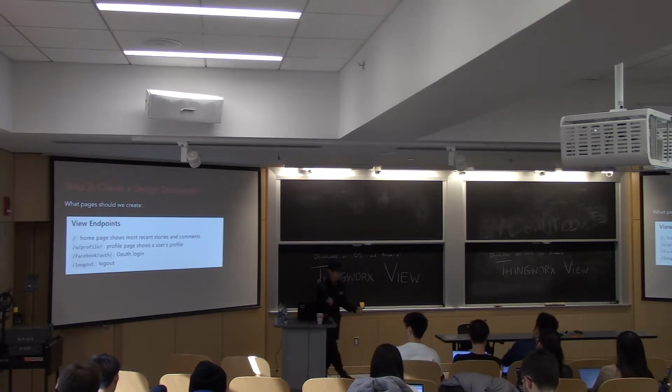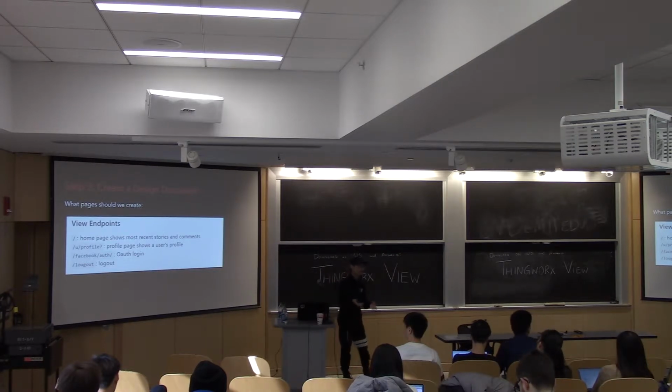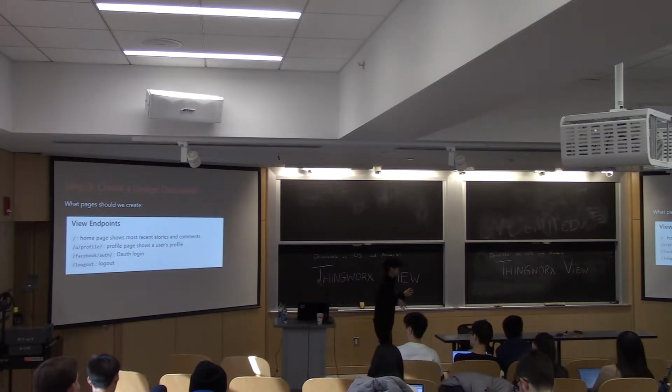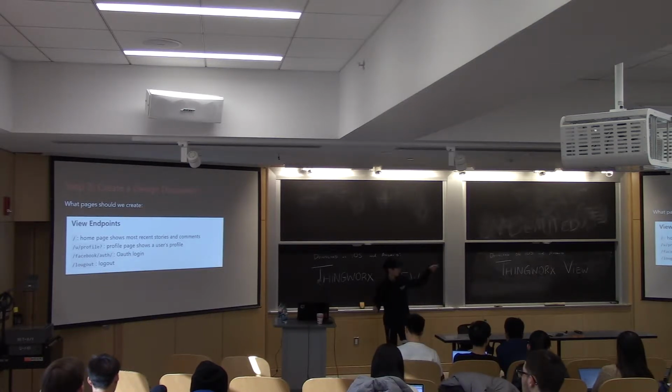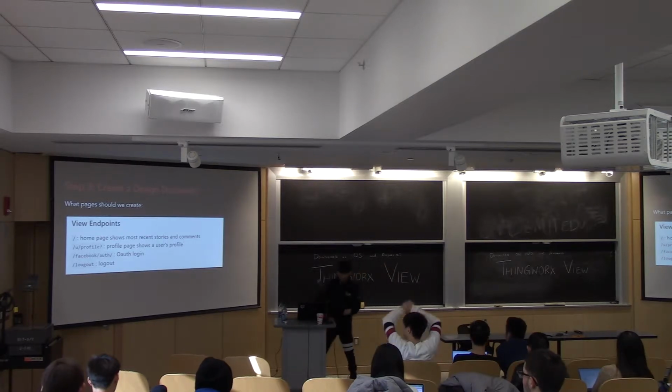So one of them was our homepage. This is the root page where all the newsfeed items show up, as well as the profile page, which shows individual users' profiles, as well as a login endpoint and a logout endpoint. You don't actually get to any pages by accessing those two endpoints, but by accessing them, you can make your web app get into a logged in state or a logged out state.